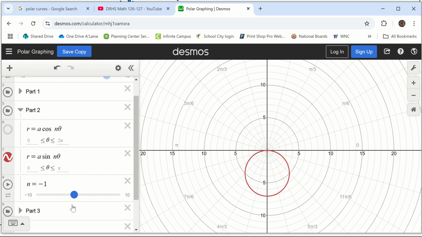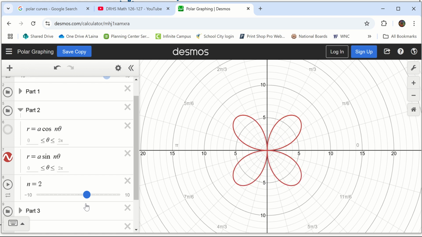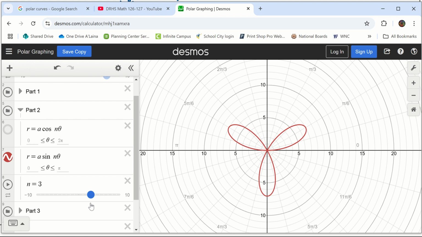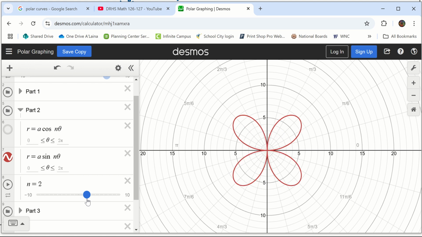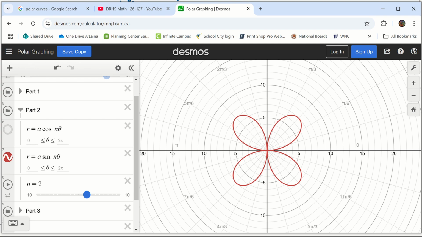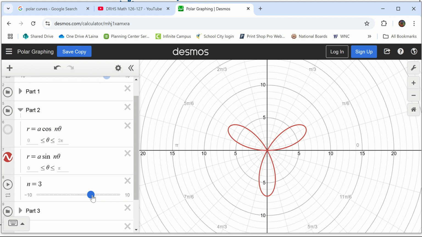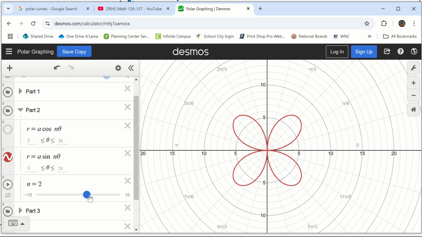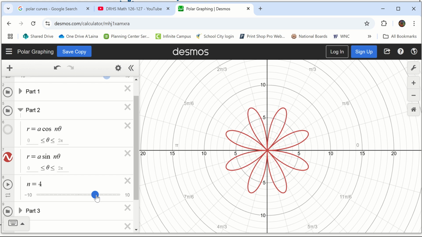But something that we should notice for this one is the symmetry along the y-axis. This is a sine graph. A rose curve with a sine graph will always have this symmetry along the y-axis. Now, it doesn't mean that there's a petal along the y-axis. It means there's symmetry along the y-axis. On both sides of the y-axis, we're going to see symmetry for at least one petal. In fact, if there's an even number of petals, you're not going to see any on the y-axis. If there's an odd number, you'll see one of them.